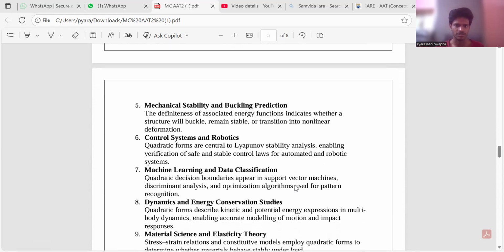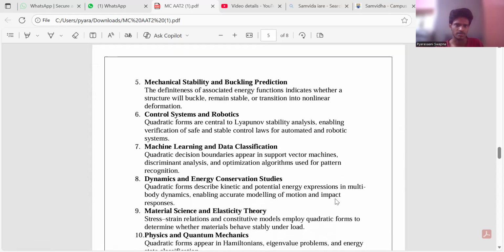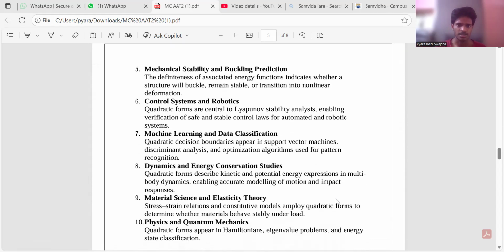Control systems and robotics. Machine learning and data classification: quadratic decision boundaries appear in support vector machines, discriminant analysis, and optimization algorithms used for pattern recognition. Dynamics and energy conservation studies: quadratic forms describe kinetic and potential expressions in multi-body dynamics, enabling accurate modeling of motion and impact responses.